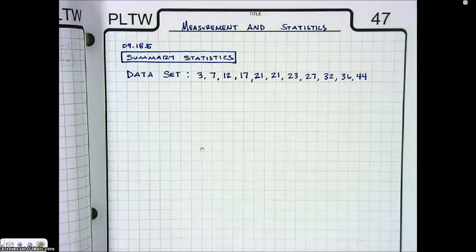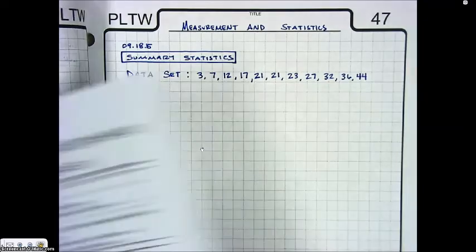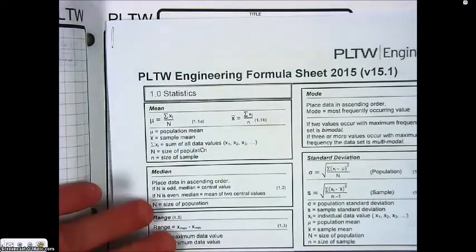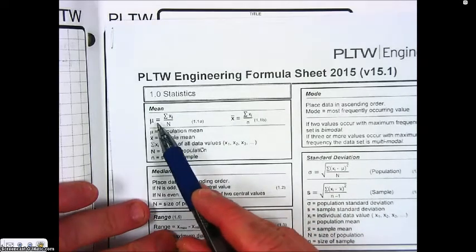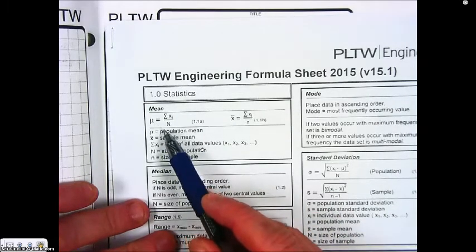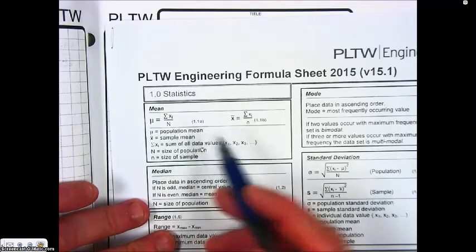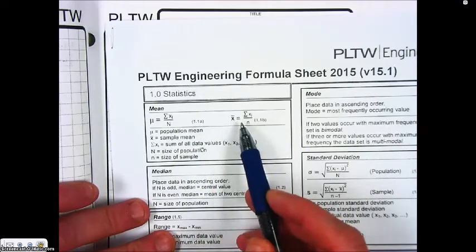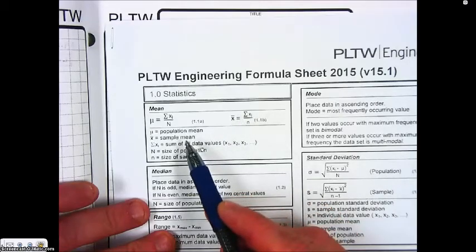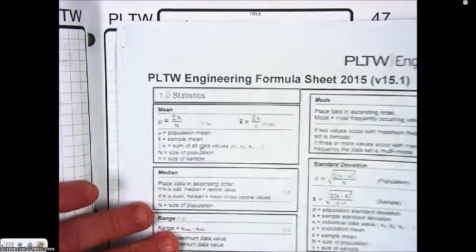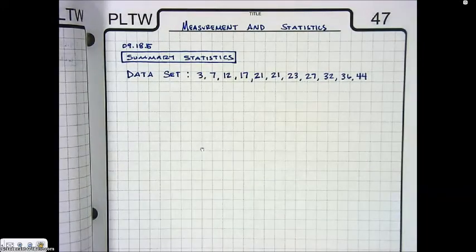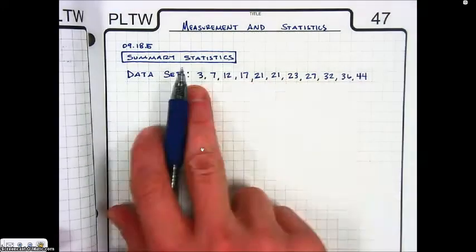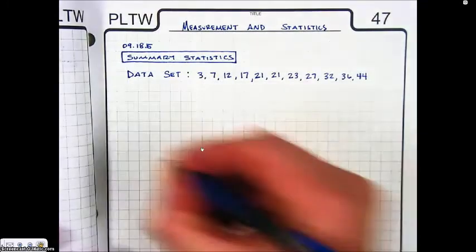The first statistic we're going to look at is mean. And so on our formula sheet, we have two different ways to calculate mean. One is using this formula here, that is if we want to calculate the mean for an entire population. Over here we have mean for a sample. And so for our data set, let's go ahead and say that this data set is for the entire population.